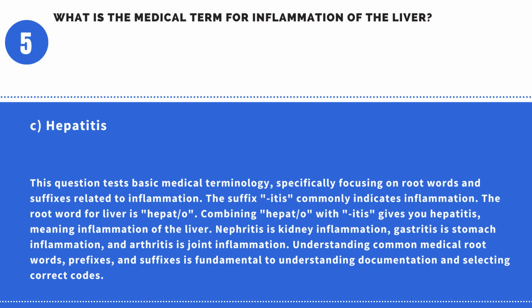The suffix itis commonly indicates inflammation. The root word for liver is hepat/o. Combining hepat/o with itis gives you hepatitis, meaning inflammation of the liver. Nephritis is kidney inflammation, gastritis is stomach inflammation, and arthritis is joint inflammation. Understanding common medical root words, prefixes, and suffixes is fundamental to understanding documentation and selecting correct codes.